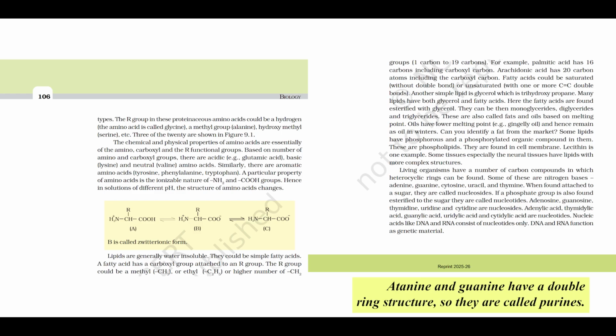Adenine and guanine have a double ring structure, so they are called purines. Purines, A and G, double ring. Correct. Cytosine, uracil, and thymine have a single ring structure, so they are called pyrimidines. Pyrimidines, CUT, single ring, got it.